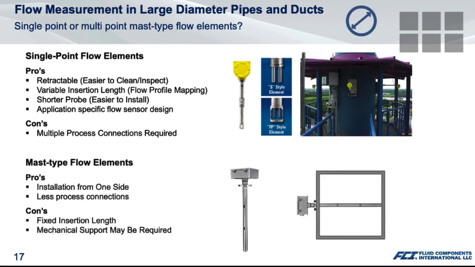If we look at the mast-type flow element, some of the pros are it can be installed from one side of the pipe, which means if there's obstructions that don't allow you to come in from all sides, you can come in from one side. And it has fewer process connections. Some of the cons, though, is it's a fixed insertion length. You don't have that variable insertion length, which allows you for flow profile mapping. And mechanical support may be required for larger diameters or high velocity applications.